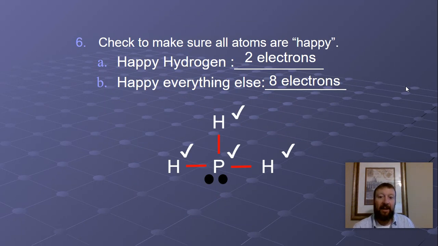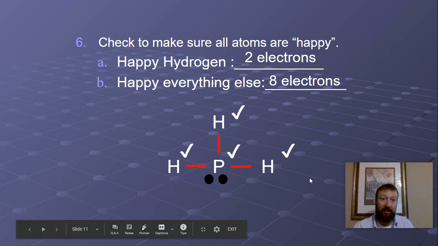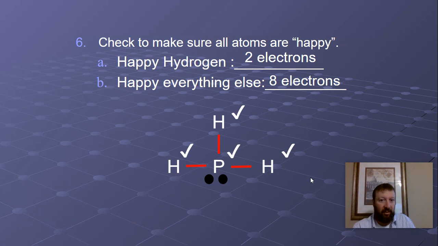So you can check everything. Is hydrogen happy? Yes. Hydrogen happy? Yes. Hydrogen happy? Yes. And now phosphorus, now that I added those last 2, is it happy? Yeah. So there's our Lewis structure for H3P.